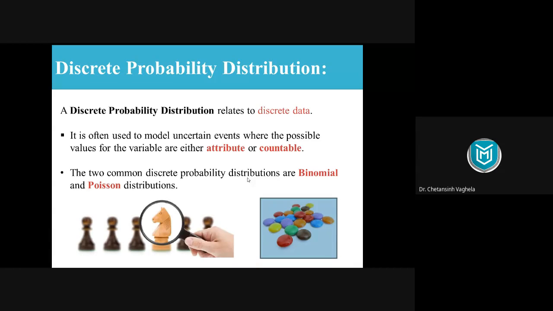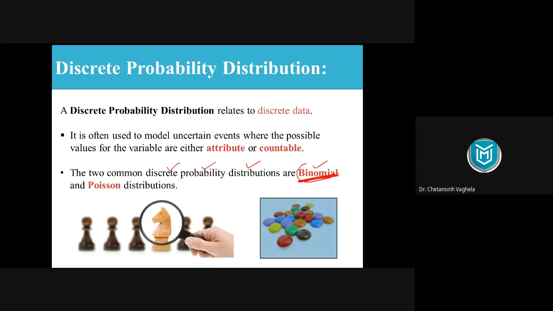There are two common discrete probability distributions जो कि काफी famous हैं. दो ऐसे probability distribution हैं discrete वाले part में कि जो काफी famous हैं, that is binomial and Poisson. So binomial distribution, this is our next topic. Now we're going to deal with the binomial. Discrete में दो distribution काफी famous हैं, that is binomial, Poisson. So let's start with the binomial.